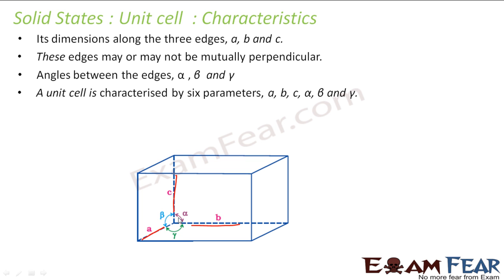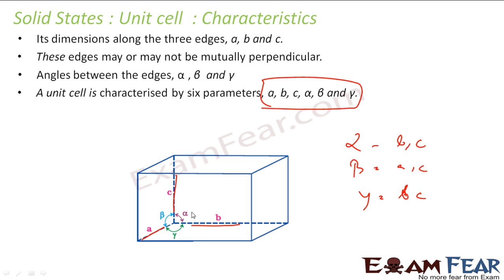So if you see, alpha is the angle between B and C. Beta is the angle between A and C. And gamma is the angle between A and B. Correct? So alpha, remove the A, you get BC. Beta, remove B, you get A and C. The remaining one is gamma. And so to define the unit cell, you need 6 parameters.